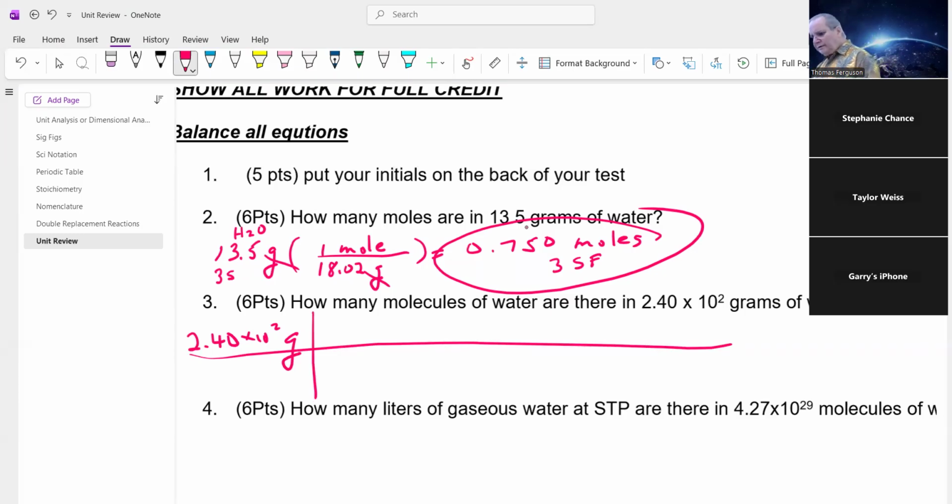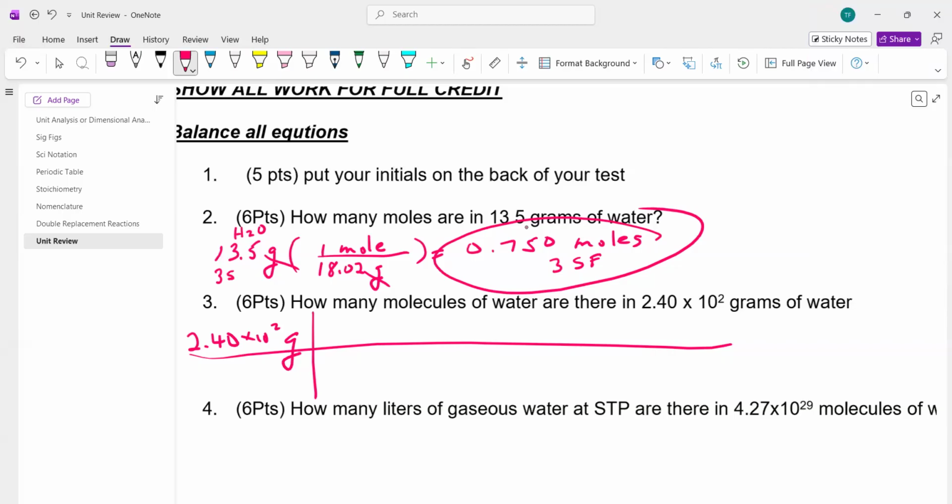Okay, how many molecules of water are in 240 grams of water? You can write the 2.40 times 10 squared as 240. I know a lot of you were doing that. 240 is less awkward, in my opinion, than the 2.4 times 10 to the, but either way will work. Okay, so it's water. So if in doubt, convert to moles. So this is going to be a two-step problem.